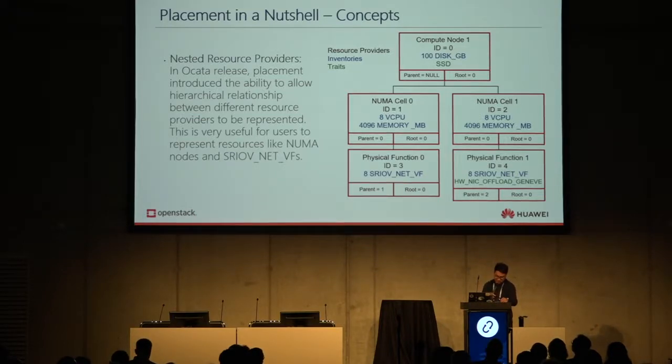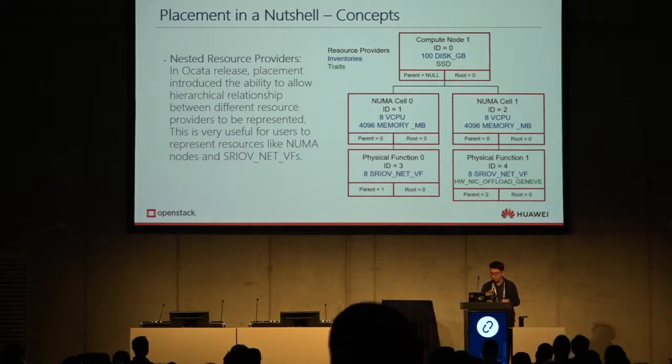I have a graph on the right which gives a simple example of nested resource providers. As we can see at the top, we have a root resource provider, and we use the parent and root fields to indicate the hierarchical relationship between the resource providers. The top one has ID zero, and it stands for the root resource provider, the compute node resource provider. It has 100 GB of disk inventory, and an SSD trait marked, and it has two children with ID 1 and ID 2.